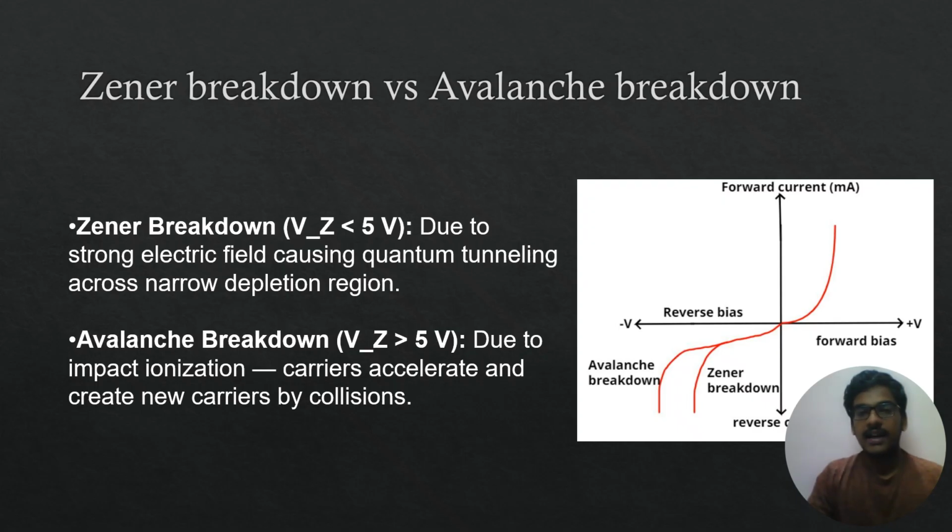Avalanche breakdown, on the other hand, happens at higher voltages above 8 volts, caused by impact ionization, where carriers gain energy and create new ones through collisions. This occurs in lightly doped diodes with thicker depletion regions and has a positive temperature coefficient. Despite these different mechanisms, both allow the diode to maintain constant voltage during breakdown. Here we can see the VI characteristics of both Zener and avalanche breakdowns. Zener breakdown has a very sharp cut, while the avalanche breakdown has a less sharp cut.